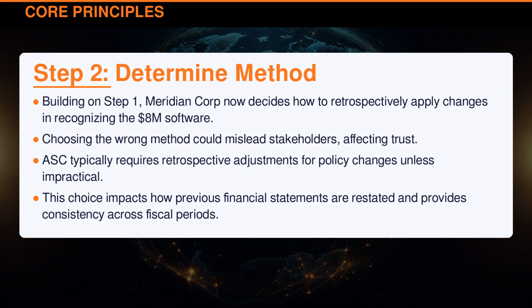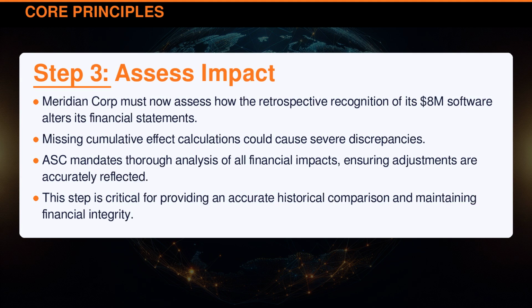Building on Step 1, Meridian Corporation now decides how to retrospectively apply changes in recognizing the $8 million software. Choosing the wrong method could mislead stakeholders, affecting trust. ASC typically requires retrospective adjustments for policy changes, unless impractical. This choice impacts how previous financial statements are restated and provides consistency across fiscal periods. Meridian Corporation must now assess how the retrospective recognition of its $8 million software alters its financial statements.